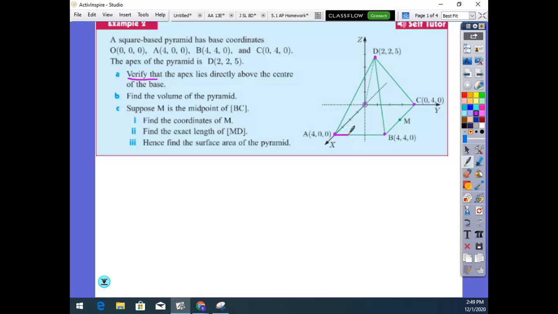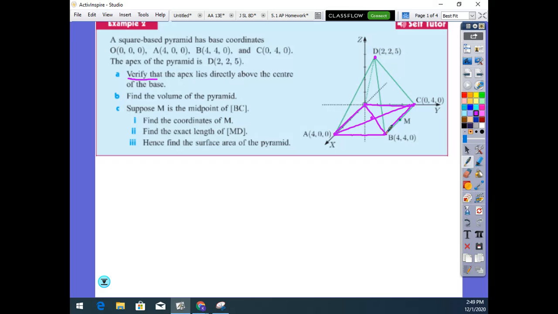Square base, so that means all 4 sides of the base are congruent because it's a square. Verify that the apex is directly over the center of the base. So in a square, the center should be where the diagonals bisect each other.